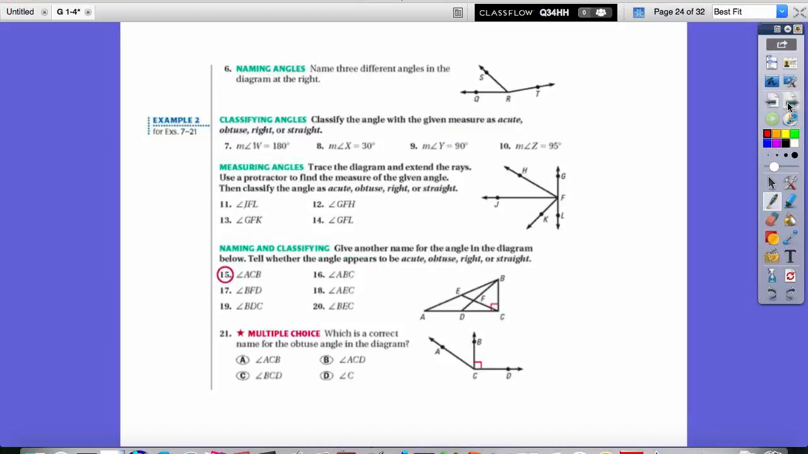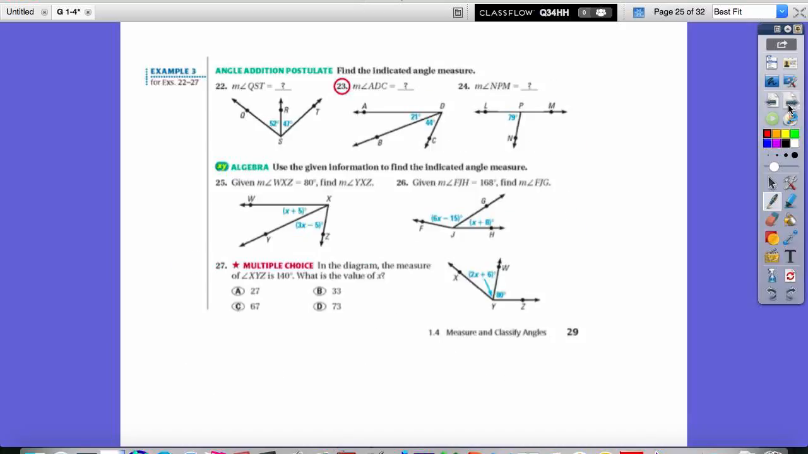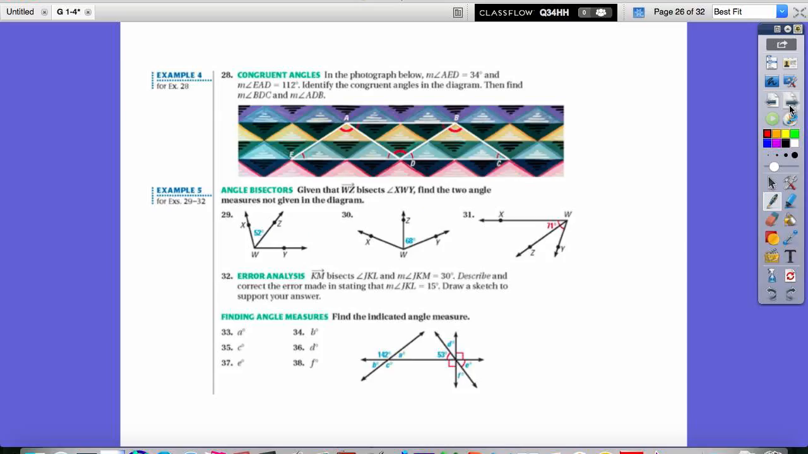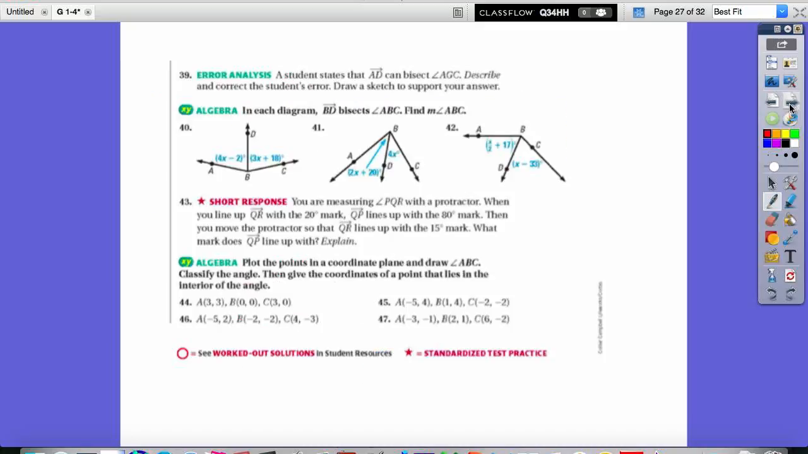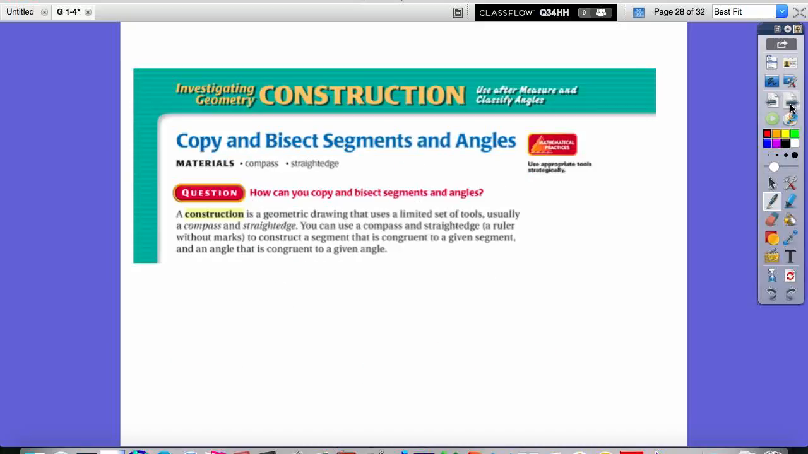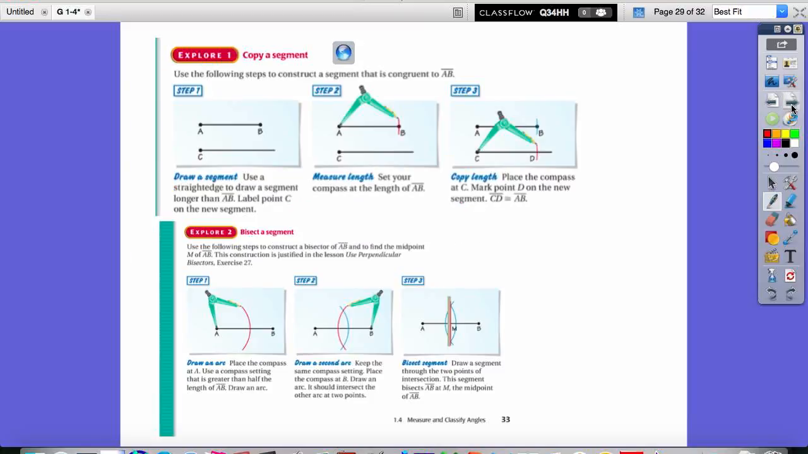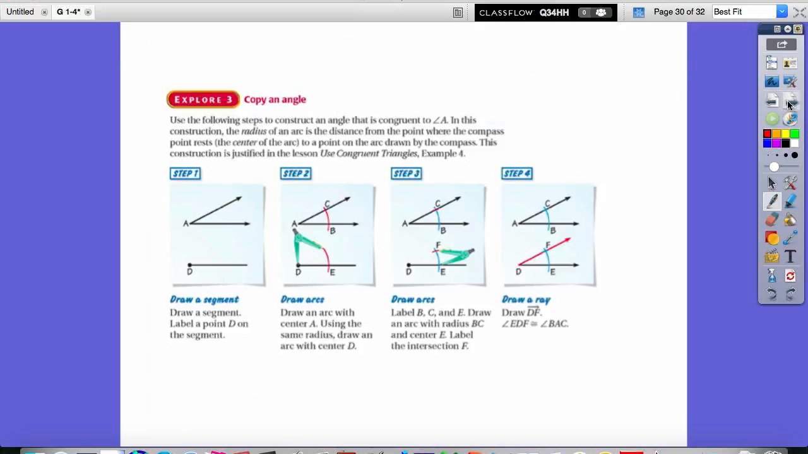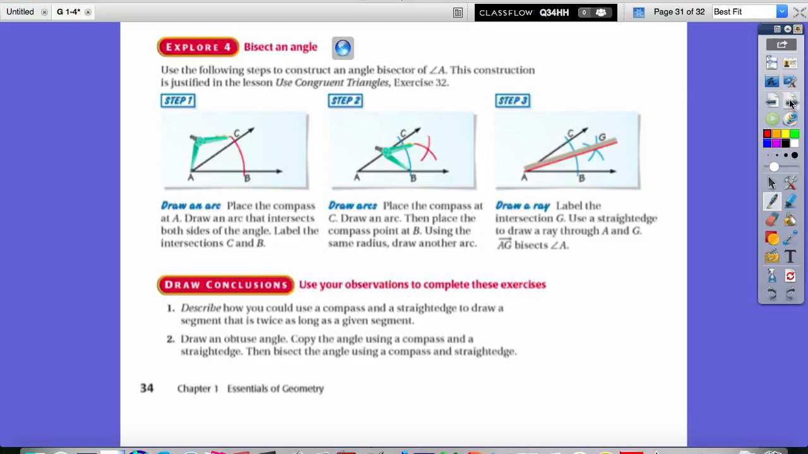And then here are the problems that your homework comes from. And we'll also put this information here so that we can work on the constructions. We bisected a segment already. Here's copy a segment. And here is copy an angle. And bisect an angle.